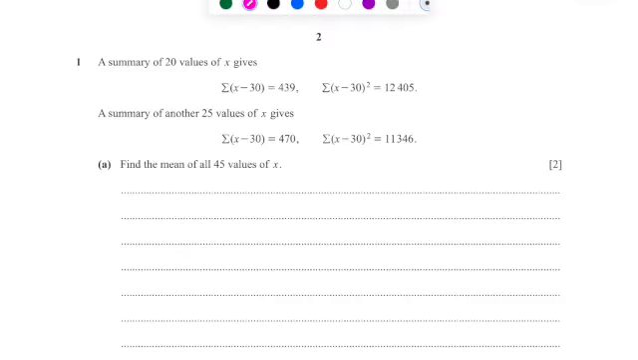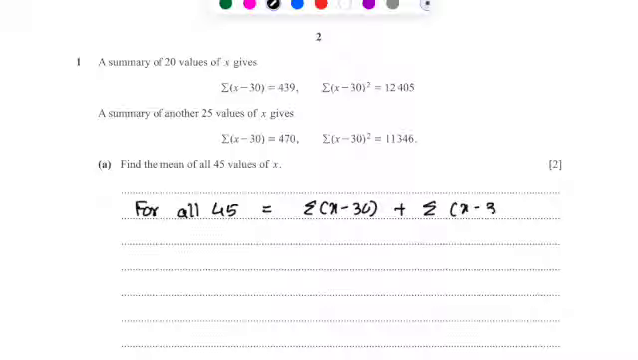A summary of 20 values of x has been given and a summary of 25 values has been given. Find the mean for all the 45 values. So I'm going to find the mean for all 45 values. For all 45 it will be sigma (x minus 30) for the 20 values plus sigma (x minus 30) for the 25 values. Add them both and then divide by 20 plus 25.